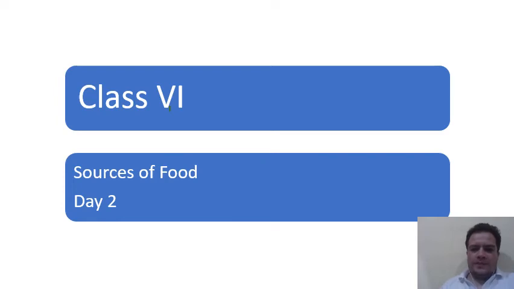Hello students. In our previous video, we have discussed certain things regarding this topic, that is sources of food. In the previous video, we discussed that food is a substance which is consumed for maintaining life. It is the fuel of life, and every living organism depends on this, and they cannot survive without this. So this is the basic need of the living organism.